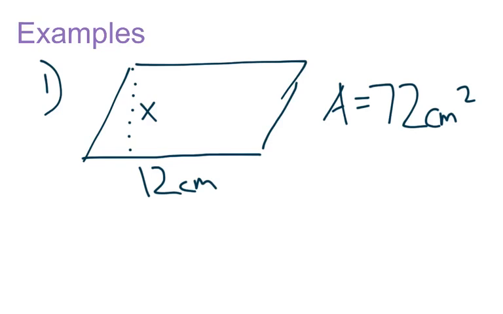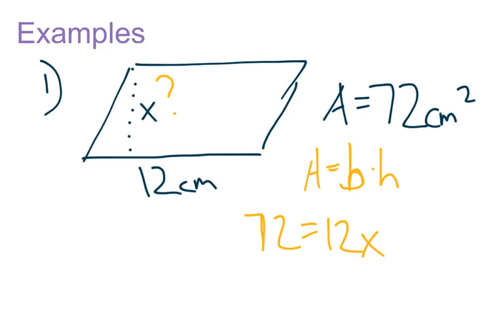Let's look at this example. We have a parallelogram, and we are told that its area is 72 square centimeters. Its base is 12 centimeters, and we need to find the height. That's the question mark. In order to do these, we use the area formula, and the area formula for a parallelogram is the base times the height. Now we plug in those numbers. We have 72 is equal to 12, and then we'll put in x for the unknown. We could leave it as h, and we just have to solve for x.